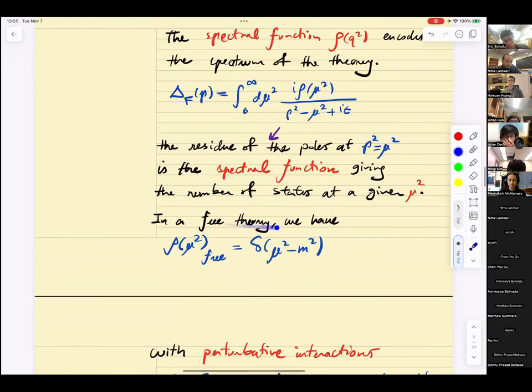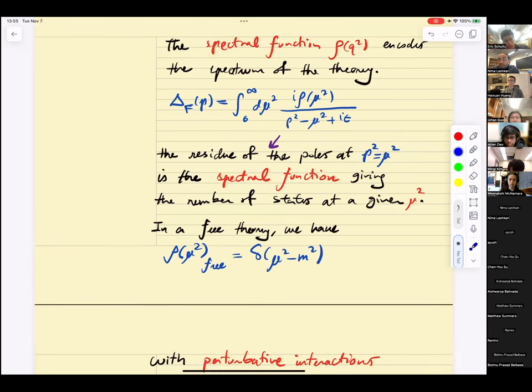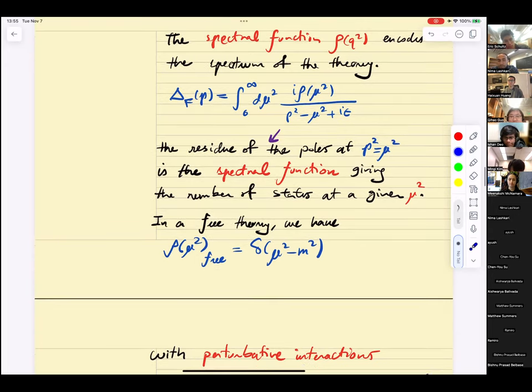And as I said, in a free theory, this is only a Dirac delta function where mu squared is equal to m squared. So an interacting theory, from the point of view of the propagator, looks like a whole bunch of free theories with different masses propagating at the same time, and there is a relative density over these. This is called the Källén-Lehmann representation of the two-point function of quantum field theory. It's fully non-perturbative. Good?